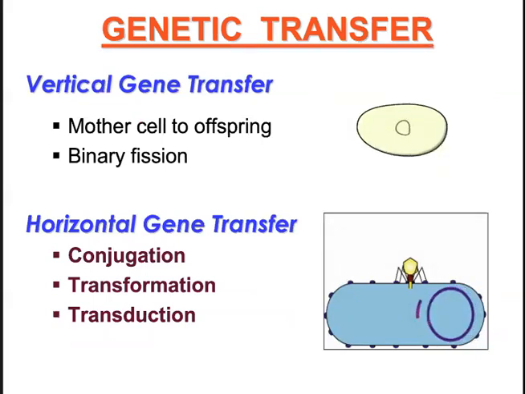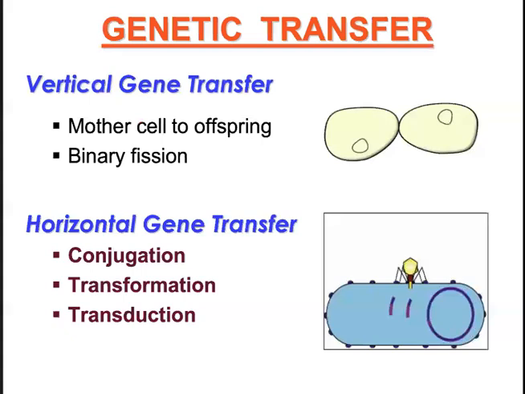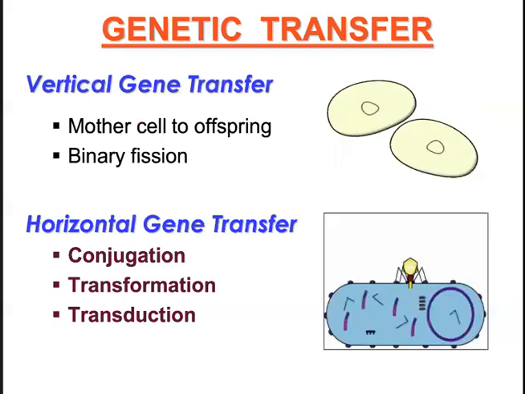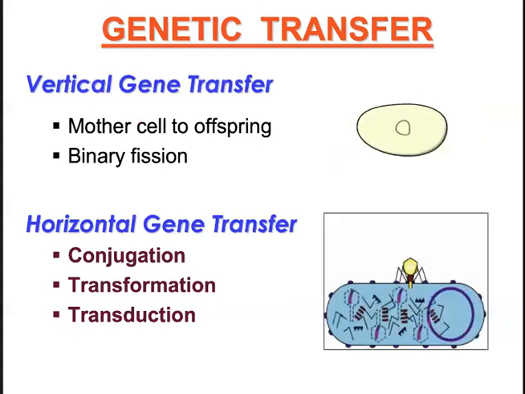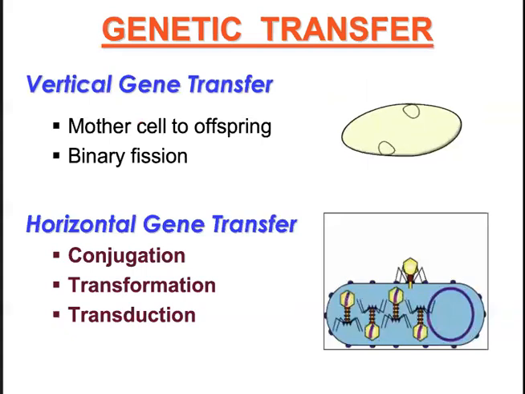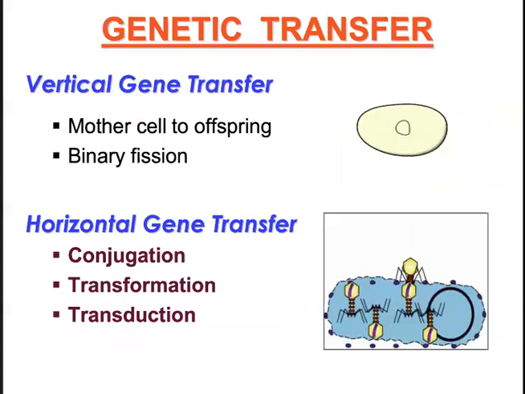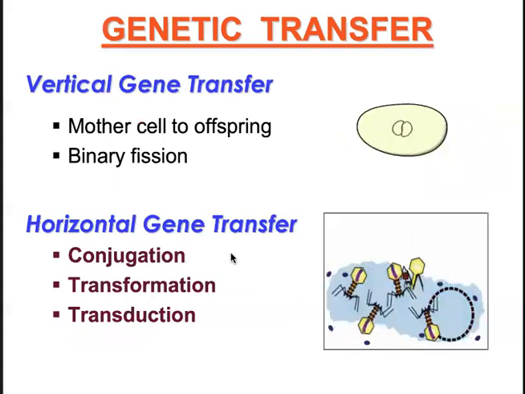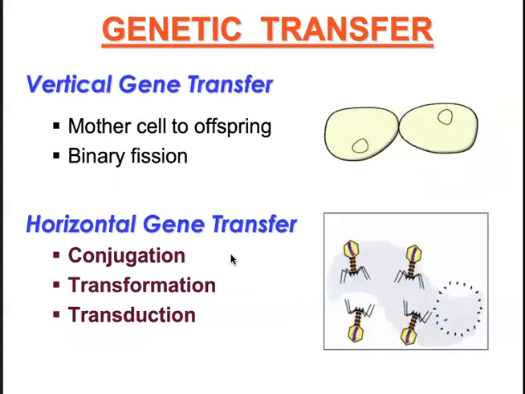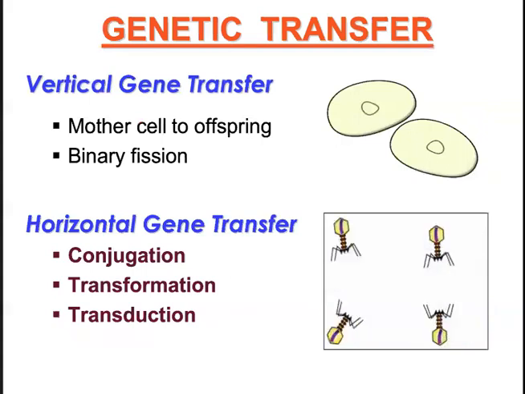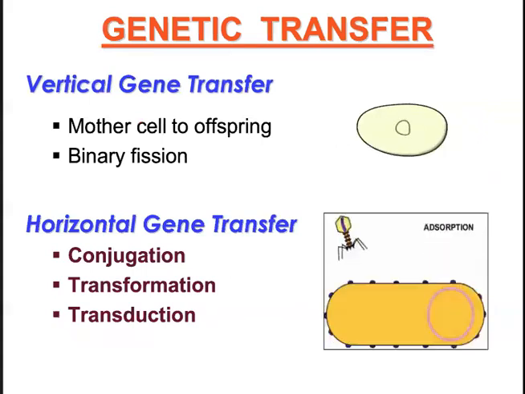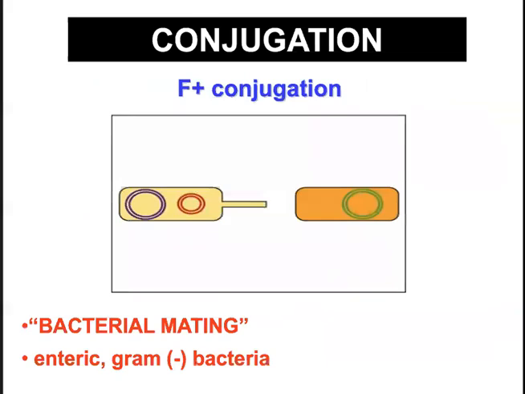However, genes can be transferred not from the mother to the offspring, but from one bacterial cell to another bacterial cell that's completely unrelated. That's what we call horizontal gene transfer. Now, horizontal gene transfer can be in the form of conjugation, transformation, or transduction. So we will go through them one by one. Let's start with conjugation.